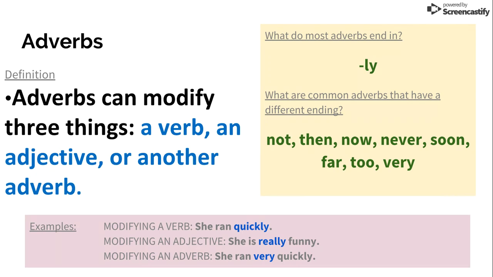For example, if I told you my dog was friendly, friendly would be an adjective because it's modifying dog. If I told you that my neighbor is a real bully, bully would be a noun. So pay attention to how the words are functioning in the sentence and familiarize yourself with some common adverbs that don't end in ly, such as not, then, now, never, soon, far, to, and very.